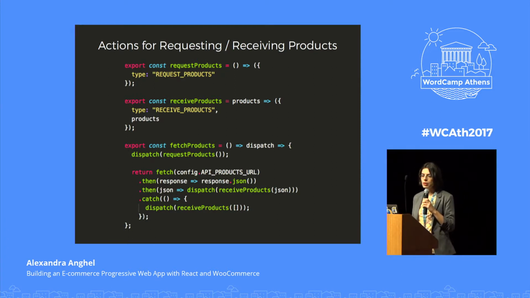We also define another function called fetchProducts that dispatches the request products action, calls the API to get the product's data, and when the API comes back with the response, it dispatches the receive products action.